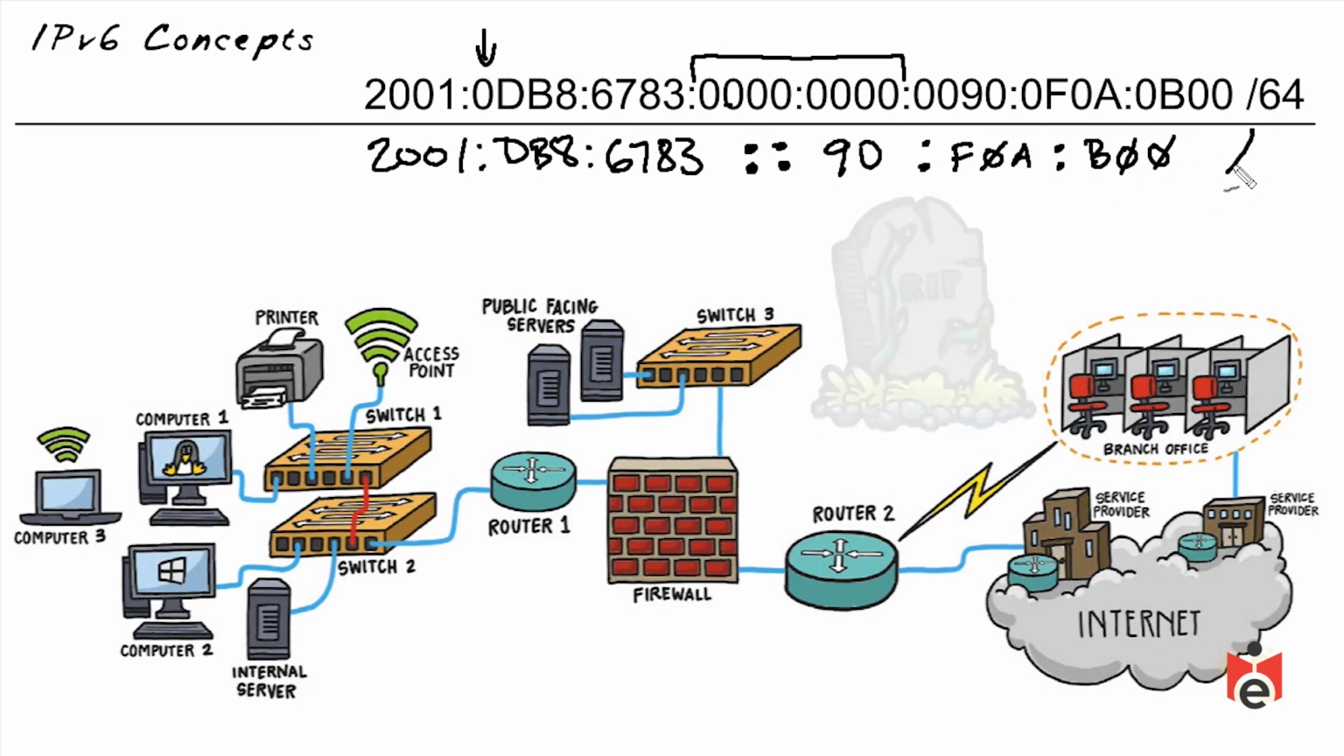and then followed by the mask, which indicates that the first half of this IPv6 address is the network, and the last half of this IPv6 address is the host address portion.